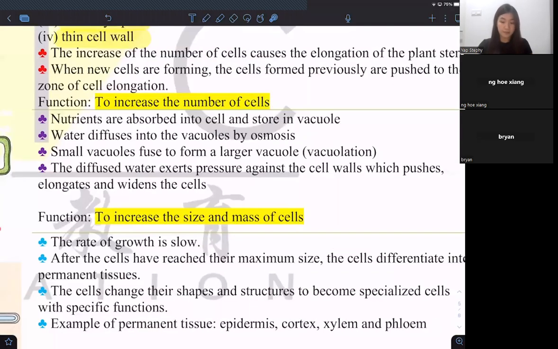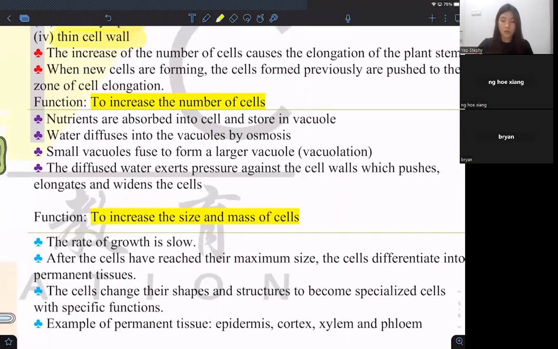For the points inside, first, water will diffuse into the vacuole by osmosis. This is the first point. After that, all the small vacuoles fuse together to form a large vacuole. Or you can write vacuolation, which is the specific term for this process. You choose either one and it's fine. If in your answer you write that vacuolation occurs, then you no need to explain the small vacuoles fusing together. Either one is enough.